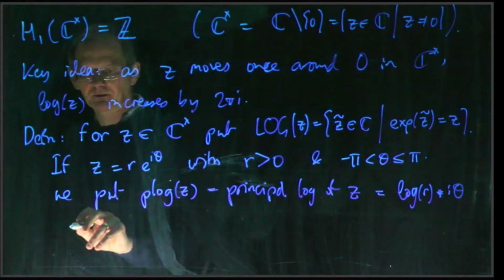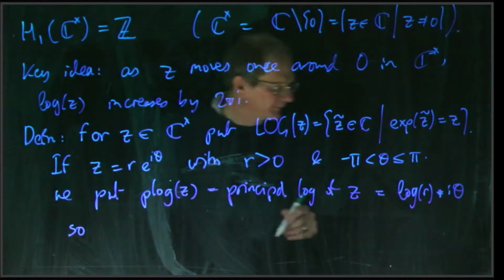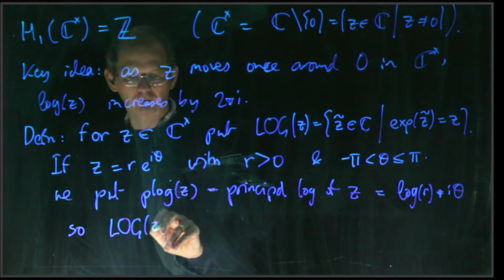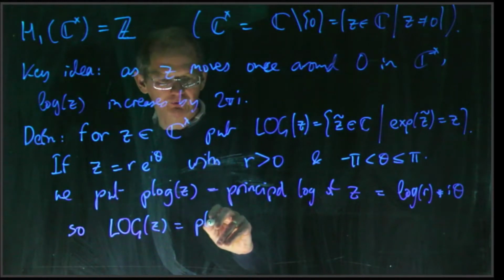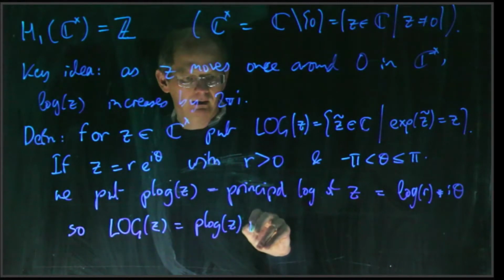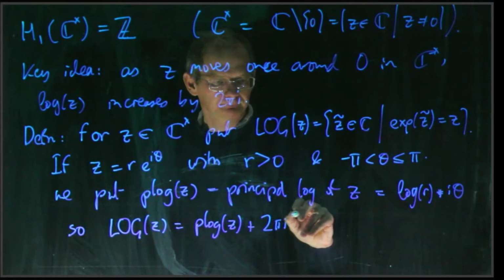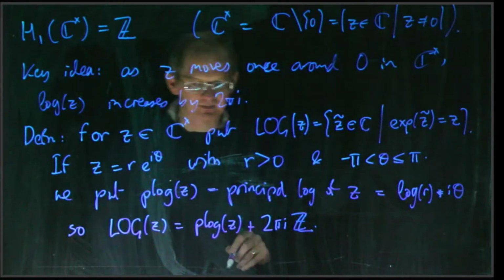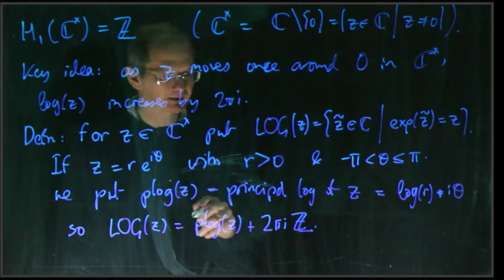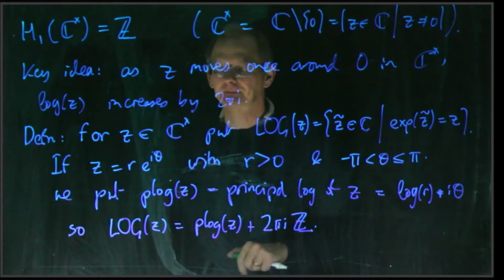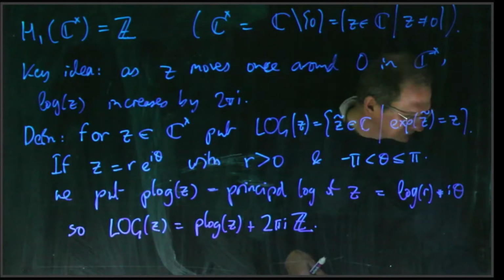So this is one choice of the logarithm, and the general thing is that Log z could be pLog z plus any multiple of 2 pi i. Capital Log z is a coset: the principal logarithm plus multiples of 2 pi i. A key point about this distinction between capital Log and pLog is like this.